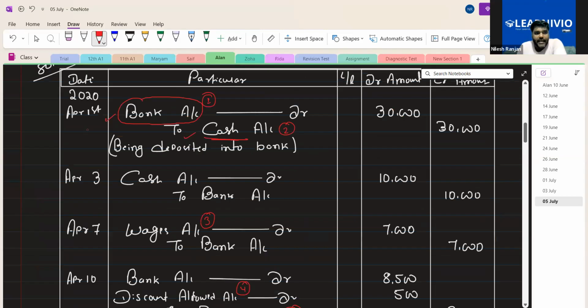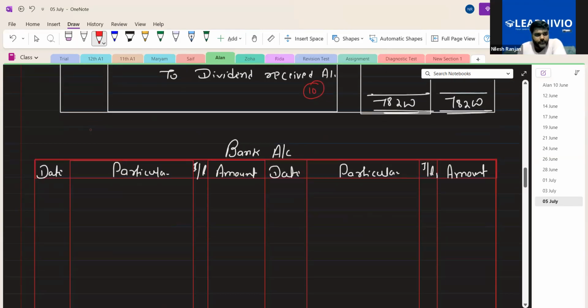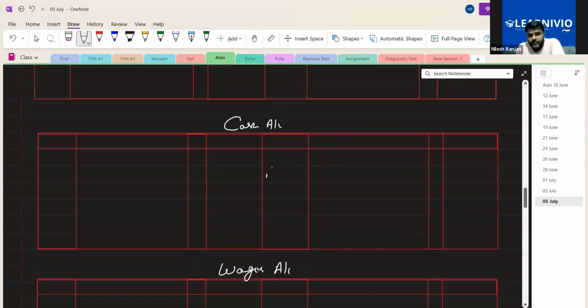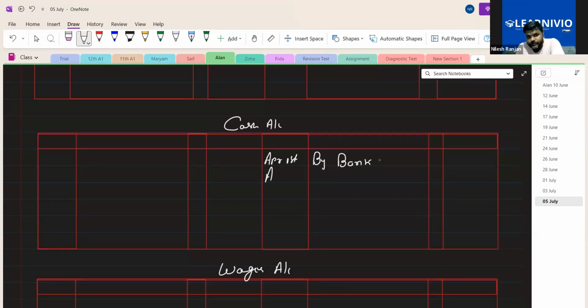The journal entry date is April 1st. So April 1st to cash account 30,000, and in cash account April 1st. Sir, this is on credit side, right? Yes, by bank. Since cash was on credit side, in cash column you write on credit side, right? Bank account. Yes, yes, that is the rule.